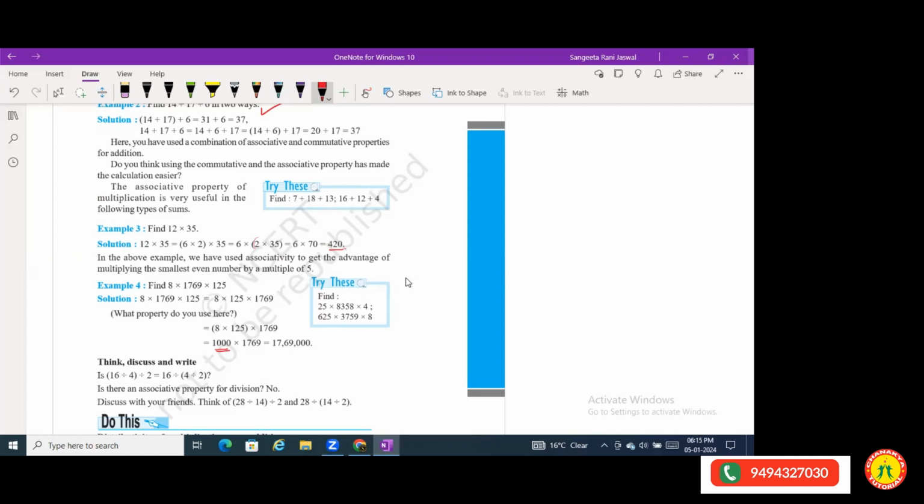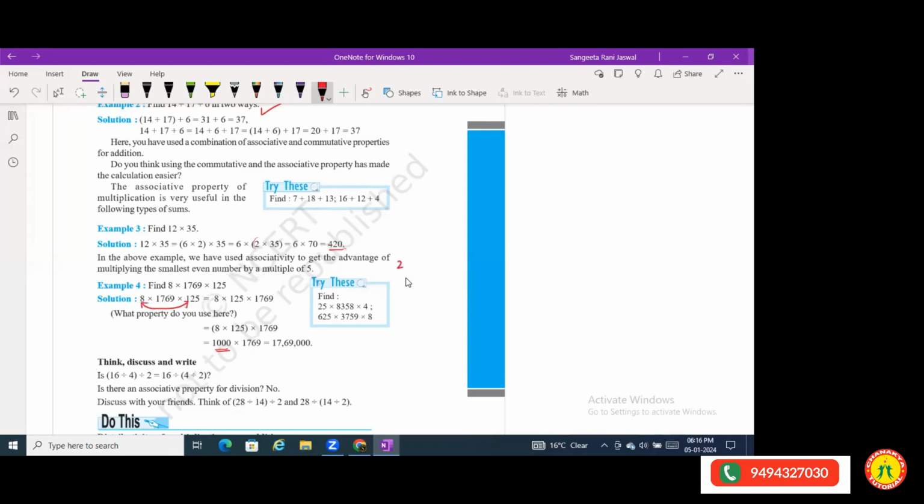Are you understanding this? Yes, ma'am. We'll do more examples. I'm just talking about this example. Have you understood this example? We'll take up more examples like this. So it's choosing those numbers which will give you a figure in which you have zeros.